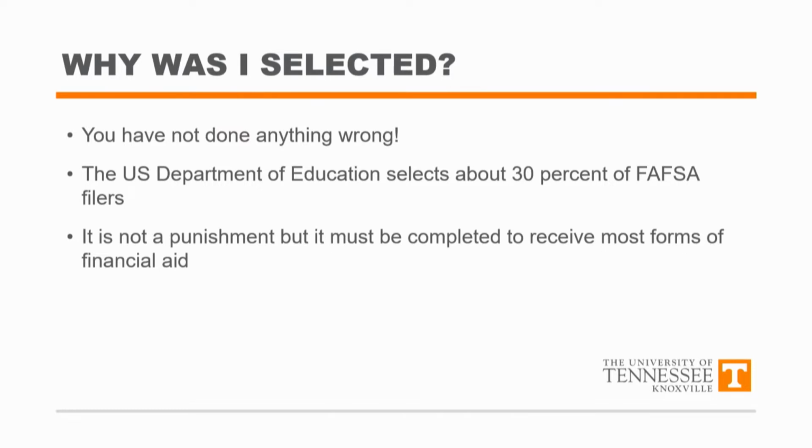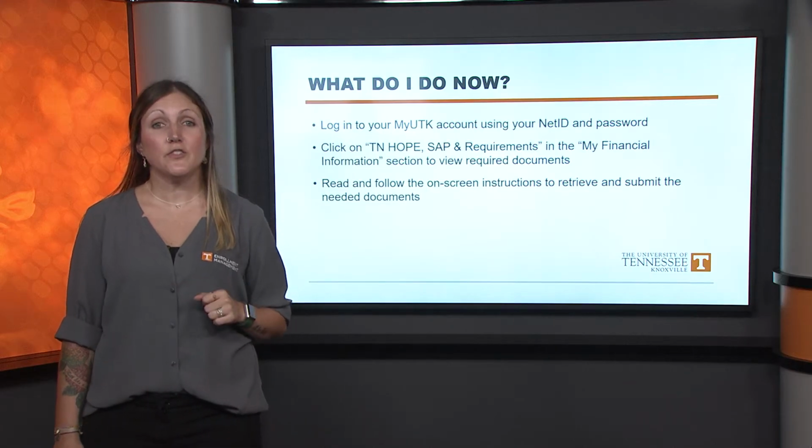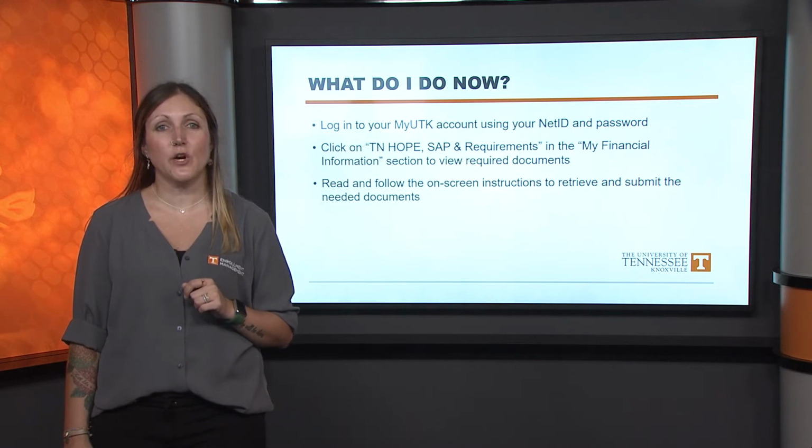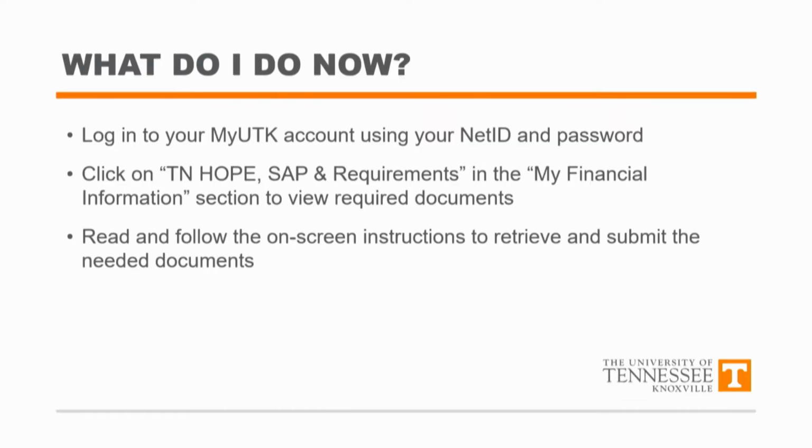Now it is important that you know that if you are selected and you want to receive your federal financial aid, you must complete the process and turn in all the documents selected in order to receive your financial aid. So if you are selected for verification, your first step is to log into your MyUTK account with your NetID and password and click on Tennessee Hope, SAP, and Requirements, and this will bring up your list of documents that are being requested from you.